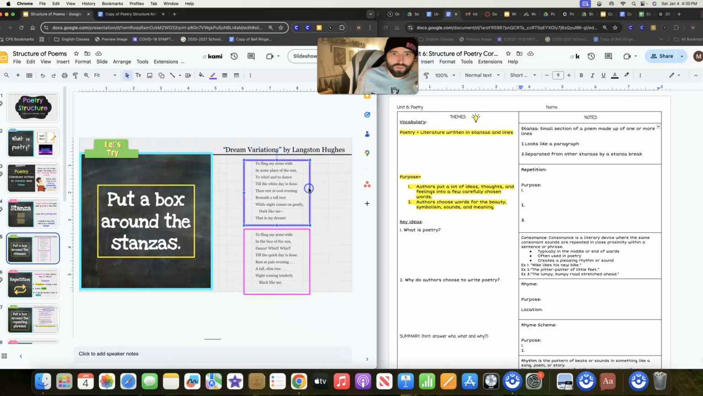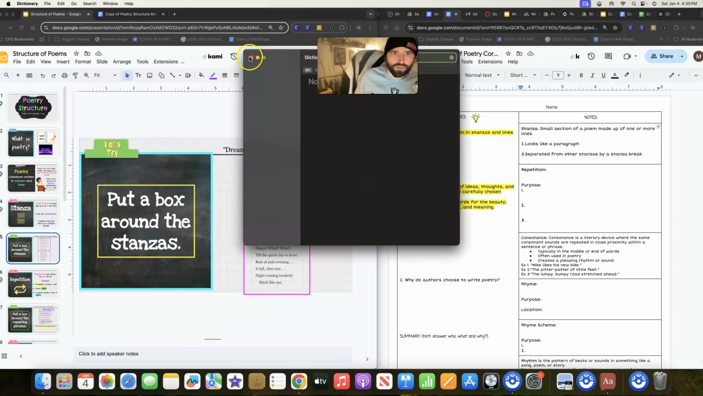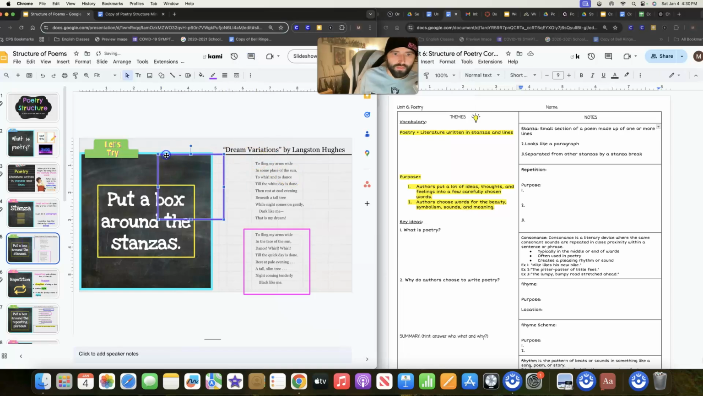So if you just look here, this is a stanza. I don't need to define this. That is a stanza right there. So you just drop this box over. So there are actually just 2 stanzas in this poem right here. Each one is represented by these paragraphs, okay?